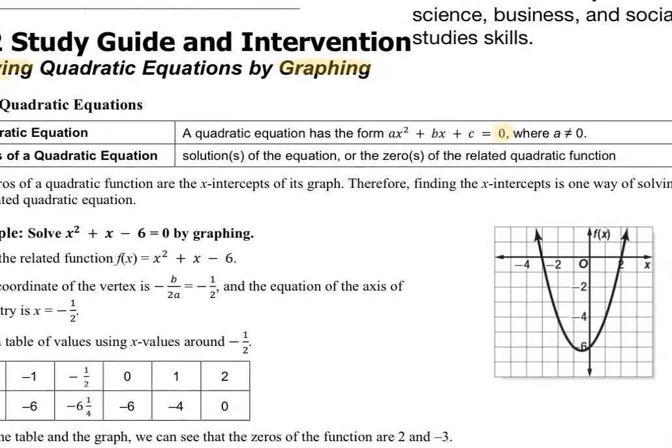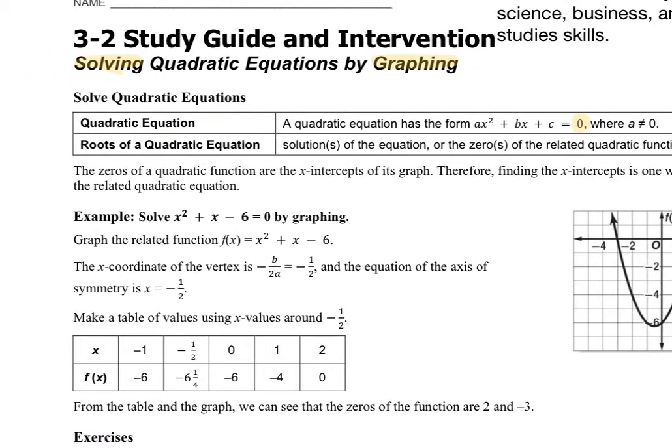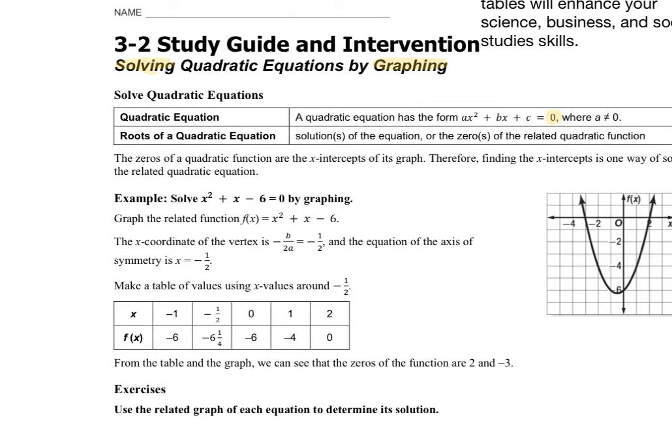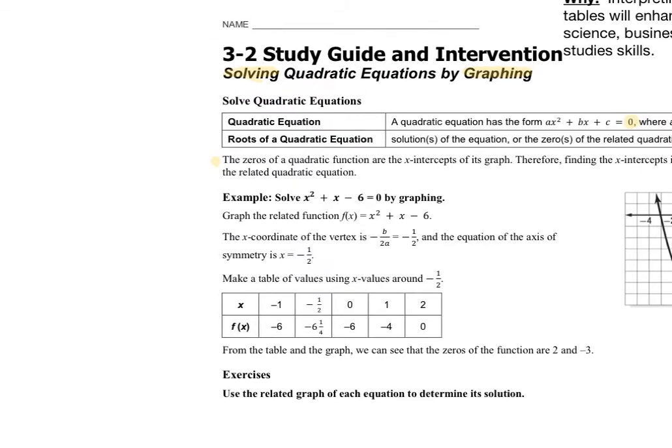All right, so here it says roots of a quadratic equation. And it says the solution or solutions of the equation or the zeros of the related quadratic function. So there's some terminology in there that you might be a little unclear on, depending on if you had Algebra 1 here or not. And it starts to clarify it in this next line. It says the zeros of a quadratic function are the x-intercepts of the graph. So let's start a little spot over here.